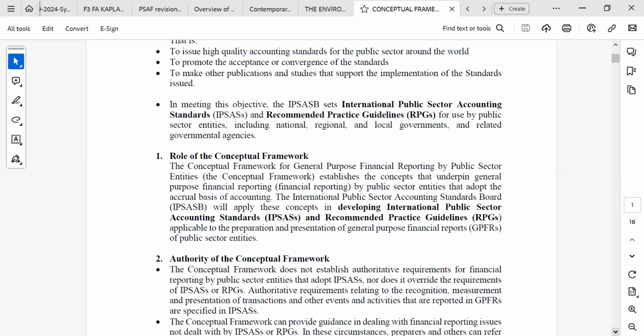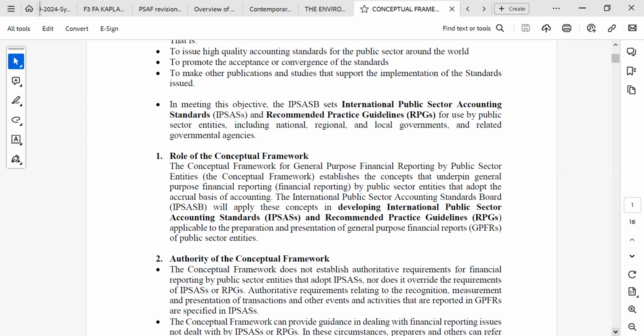All right. So the authority is that the conceptual framework does not establish authoritative requirements for financial reporting by public sector entities that adopt the IPSAS, nor does it override the requirements of the IPSAS or the RPGs. Okay, authoritative requirements relating to the recognition, measurement, and presentation of transactions and other event activities that are reported in a general purpose financial reporting statement are specified in IPSAS. So what we are saying is that the conceptual framework is not there to override the application of the IPSAS. What do we mean by to override? It's not that if there is an IPSAS relating to a particular standard, we now leave the IPSAS and use the conceptual framework. No, that is not the purpose of the conceptual framework. The conceptual framework doesn't have that power.